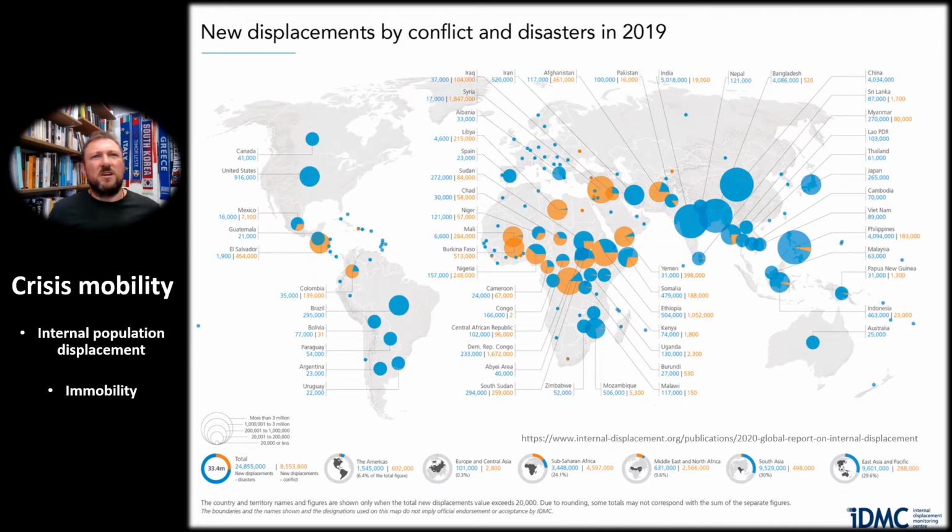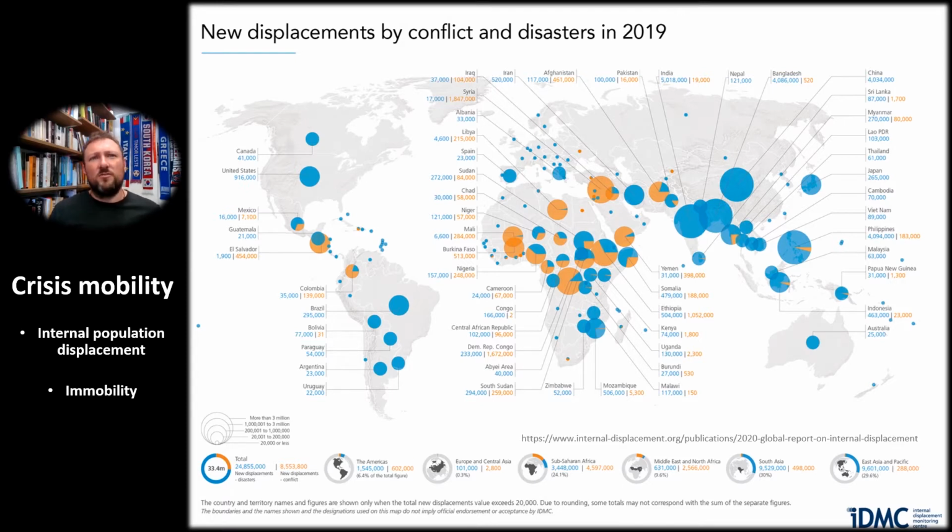And this is because migration is a complex phenomenon, and there's different kinds of push and pull factors and different forces that influence migration flows. Social, economic and cultural processes can combine with climate-related triggers to shape patterns of human mobility and also immobility. Internal displacement within states is the most common form of climate-related migration. So this map here from the Internal Displacement Monitoring Centre shows the extent of internal population displacements worldwide.